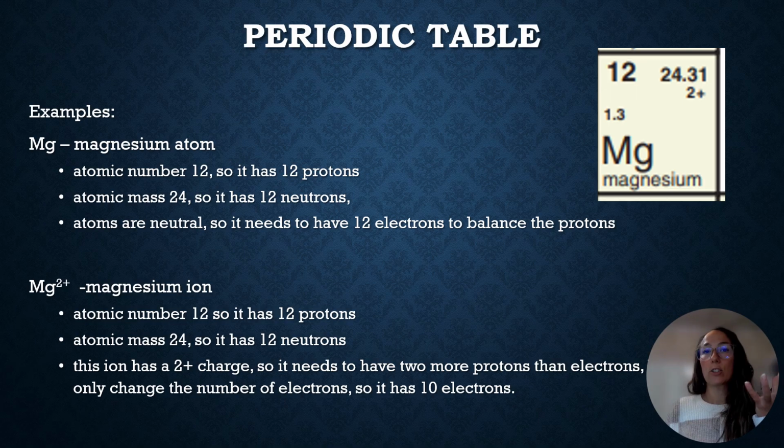So in order to have a charge of 2+, I have to have 2 protons more than the electrons. But I can't change the protons. It has to stay at 12 because the atomic number is 12. So I have to change the electrons. I'm going to change the electrons to 10, and therefore overall my item is going to be a 2+ charge.